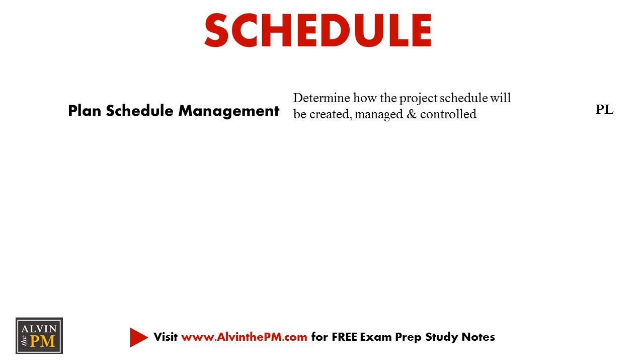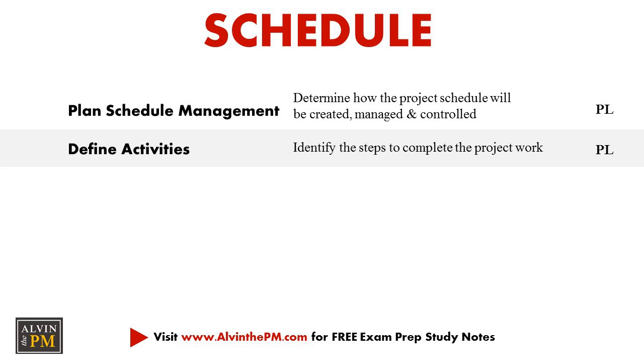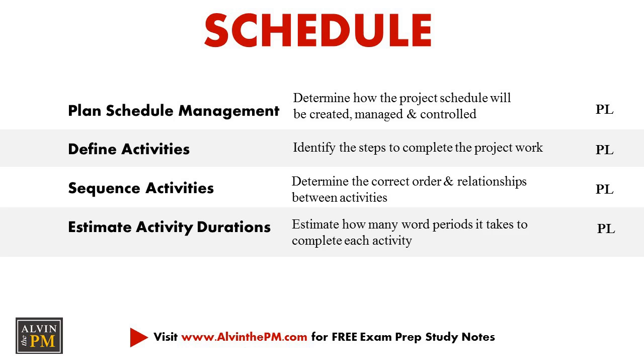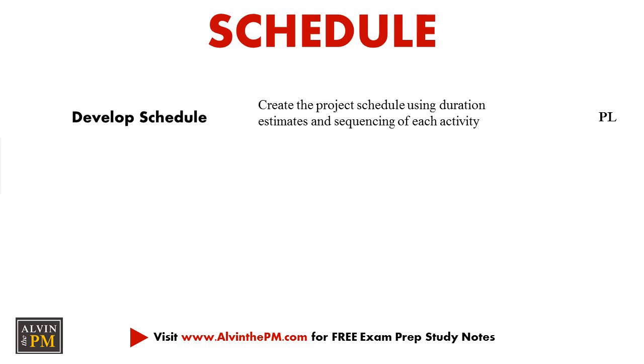Just remember that at this point, you aren't creating your schedule yet, and instead, you're only planning out what your strategy will be. And afterwards, we define the activities. We use the work breakdown structure to identify the steps that we need to perform in order to complete the project's work and deliverables. Now that we've defined our activities, it's time to sequence the activities and place them in the correct order. And then we estimate the activity durations, meaning how long will each activity take. Using our estimated durations and the correct sequencing and relationships between activities, we can then develop the schedule.